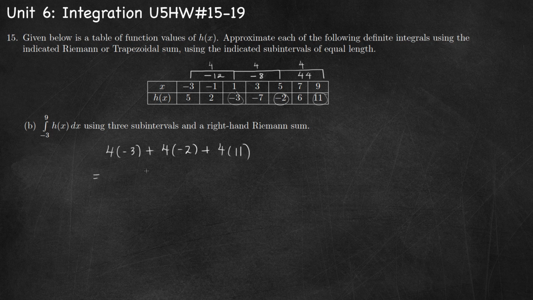And if we're doing this without a calculator, we can factor out this 4 here, leaving -3 minus 2 plus 11. So -3 minus 2 is -5, plus 11 is 6, and 4 times 6 is 24.